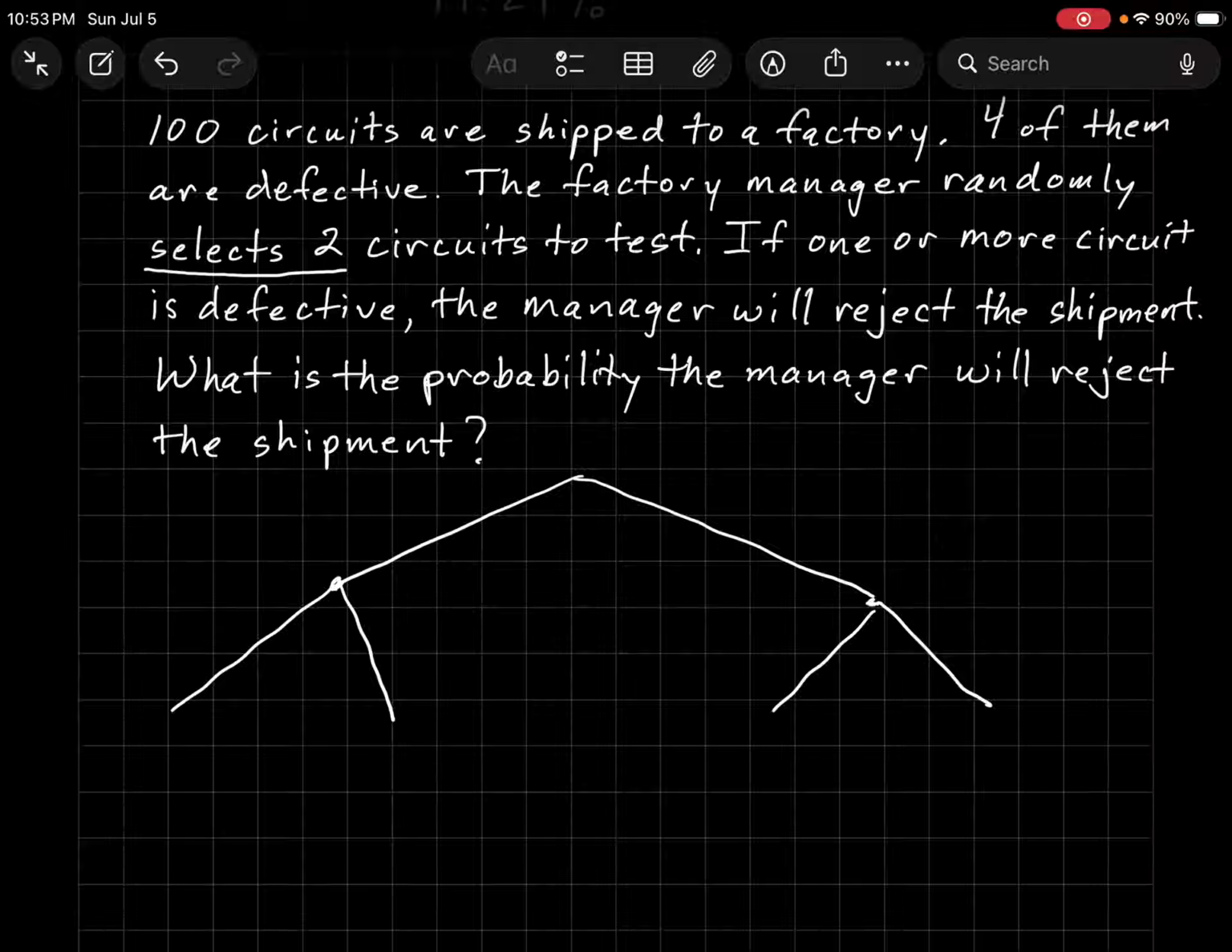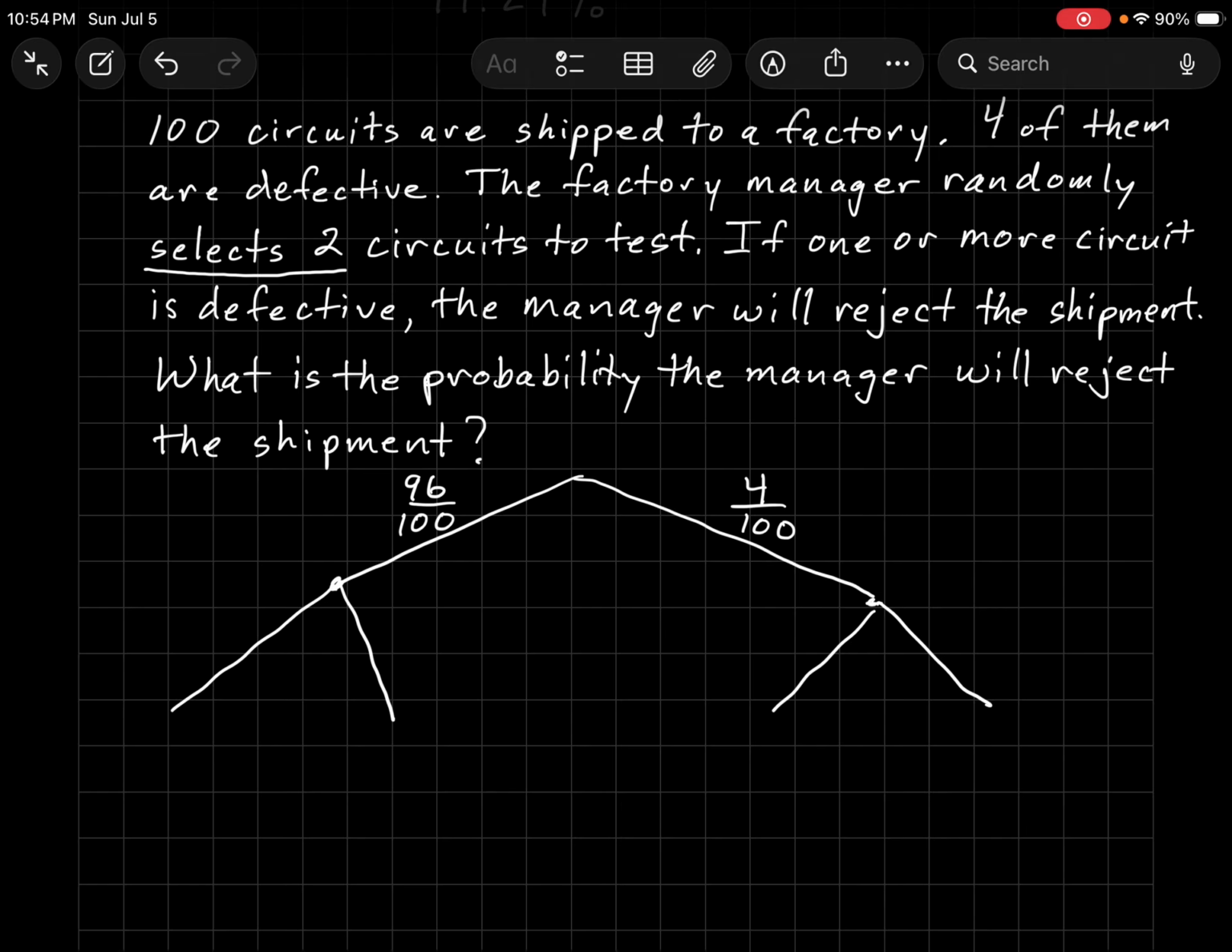So what numbers should I put on each branch? Well, on the left side, I'm going to put the probability of choosing a good circuit. So the first circuit that's chosen, do you see how there are 96 good circuits, because 4 are defective or bad, out of 100 total? So the probability of randomly choosing a good circuit is 96 out of 100, and the probability of randomly choosing a bad circuit is 4 out of 100.